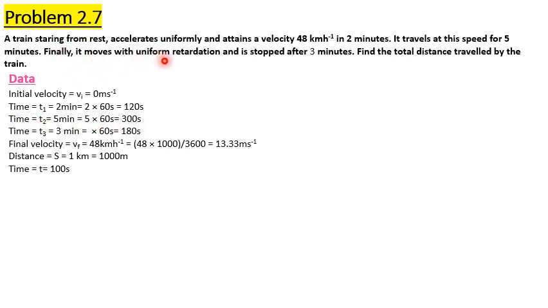Finally, it moves with uniform retardation. After that, the body's velocity started to decrease and it stopped after 3 minutes. So after 3 minutes, the final velocity becomes 0. So time 3 will be 180 seconds. We have to find out the total distance traveled by the train: S1 for these 2 minutes, S2 for these 5 minutes and S3 for these 3 minutes.